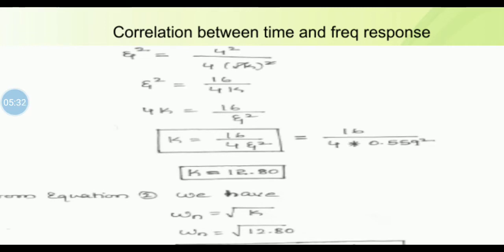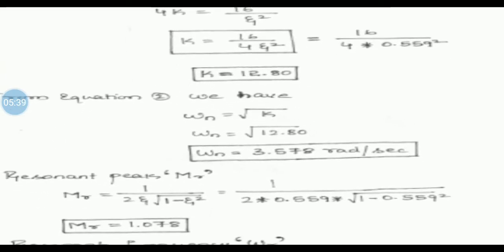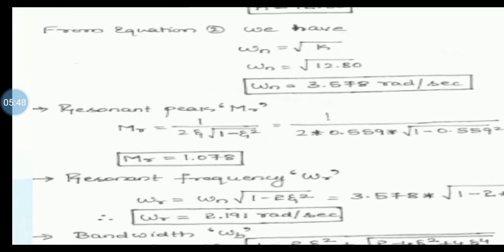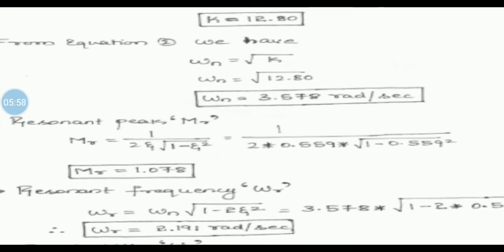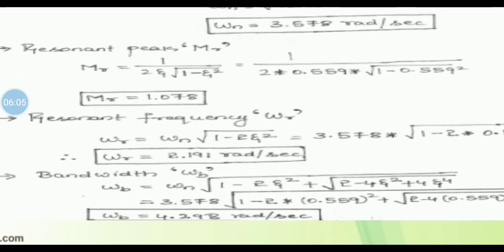Which is equal to 16 divided by 4 into 0.559 square. So K is 12.80. From equation 2 we have omega n is equal to root of K. So omega n is root of 12.8. Omega n is 3.578 radians per second. Resonant peak MR. MR is equal to 1 by 2 damping ratio into root of 1 minus damping square, which is equal to 1 divided by 2 into 0.559 into root of 1 minus 0.559 square. So MR is 1.078.